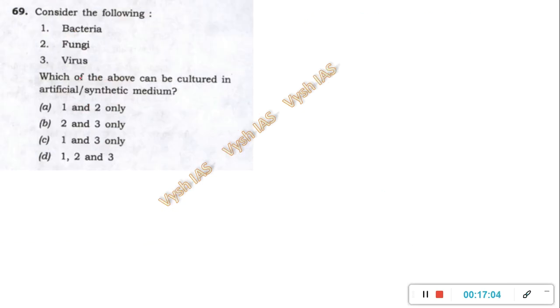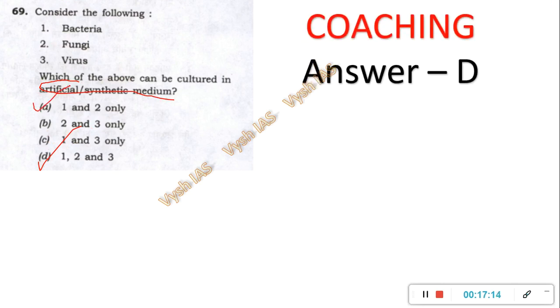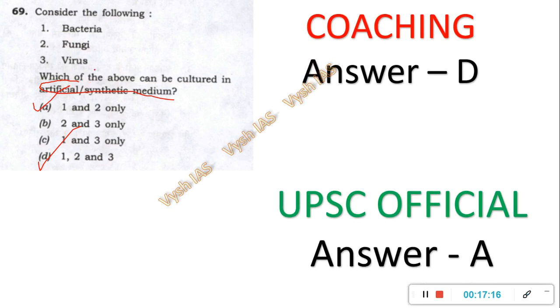Now, bacteria, fungi, virus, which of the following can be cultured in artificial synthetic medium? People said okay, 1, 2, 3, everything can be done. Then some people said virus is not possible, it's only 1 and 2. So that confusion between A and D was there, and finally the answer key is A. Because virus needs a natural host. It is not something you can culture in artificial synthetic medium. So because of that reason 1 and 2 is the official answer for this.